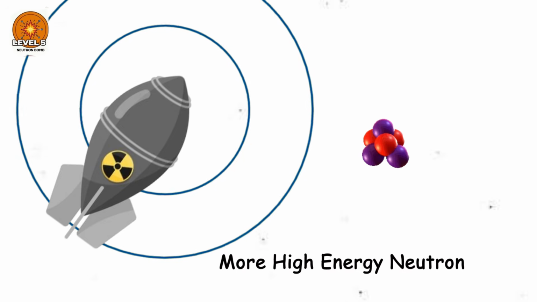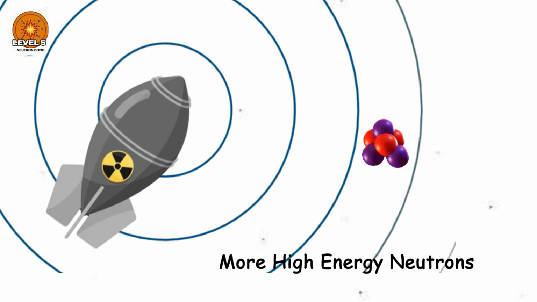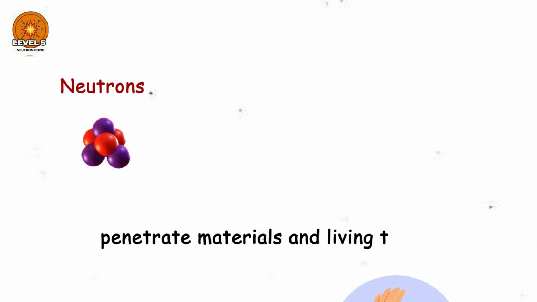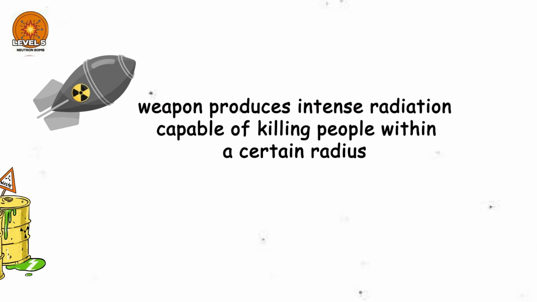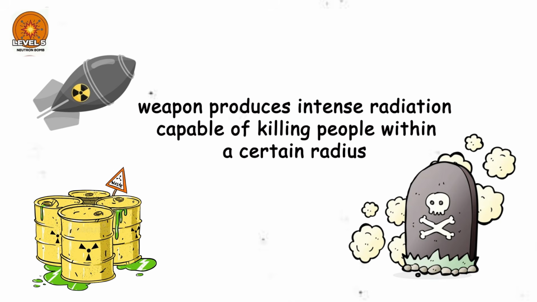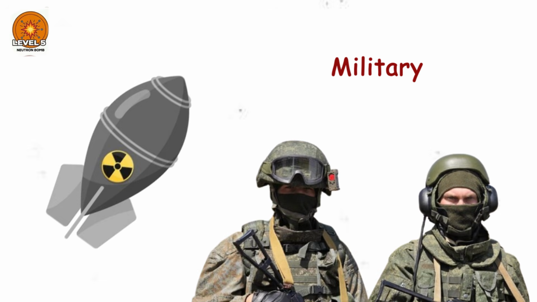In a typical nuclear explosion, much of the energy goes into heat and shock waves that destroy buildings and infrastructure. In a neutron bomb, the design allows more high-energy neutrons from the fusion reaction to escape into the surrounding area. These neutrons can penetrate materials and living tissue very effectively. As a result, the weapon produces intense radiation capable of killing people within a certain radius, while causing comparatively less structural damage to buildings. The concept behind this weapon was primarily military.